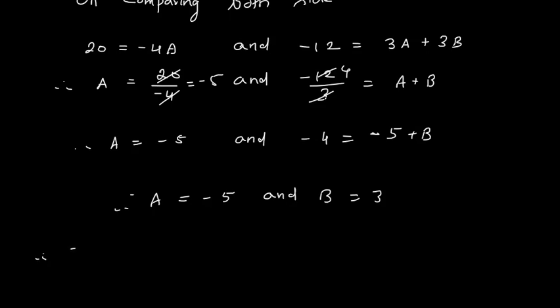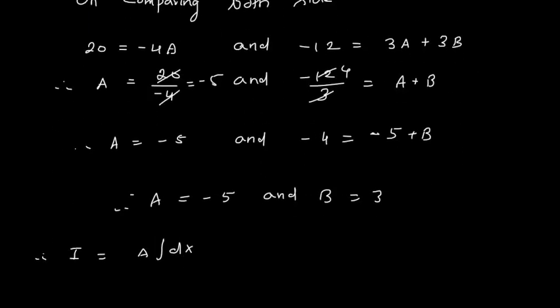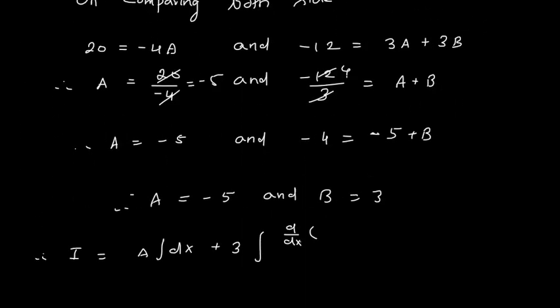So therefore your integration will be a times integration of dx plus b times, so plus 3 times integration of derivative of denominator, that is d by dx of denominator. What is the denominator? Denominator is 3 e power x minus 4, divided by 3 e power x minus 4 into dx.